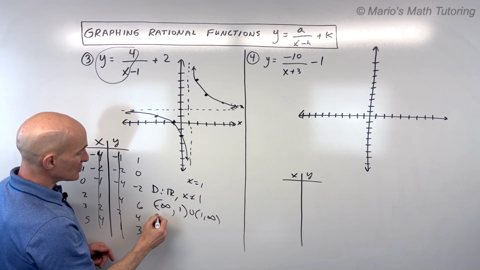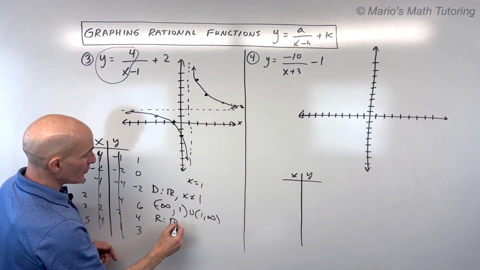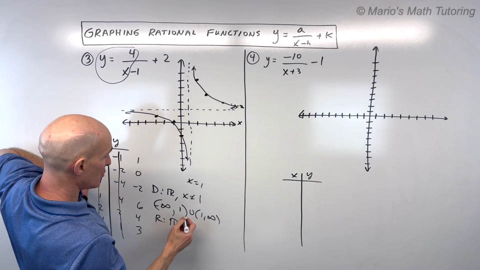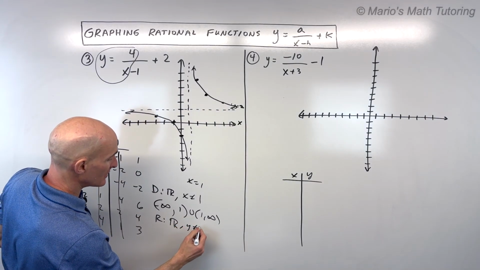As far as the range goes, it's, again, all real numbers, but the y value can't be 2. See how it's getting closer to 2, so y cannot be 2.